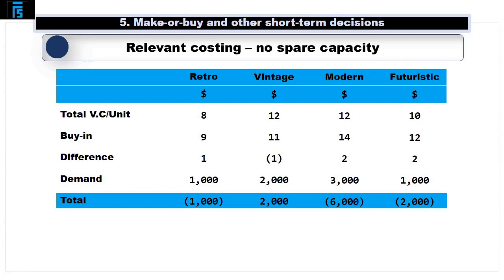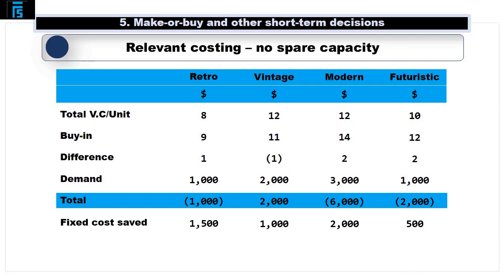We also need to look at the fixed costs we might save by buying in products rather than making them. So if we assume that we would save $1,500 of fixed costs by buying in retro shirts, we would save $1,000 by buying in vintage shirts, we would save $2,000 by buying in modern shirts, and we would save $500 by buying in futuristic shirts. We can now work out the total saving or extra cost of buying in rather than making.